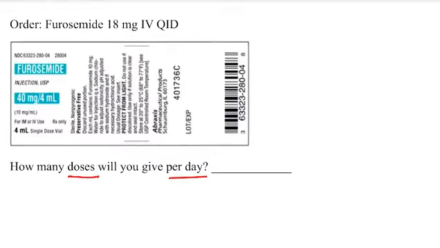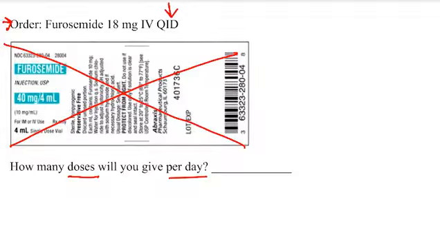Doses per day. What do I need to know to answer this question? Well, I do not care about my drug label. Doses per day is part of my doctor's order. What did my doctor order? QID. How many doses per day is QID? It's 4 doses per day. Okay.